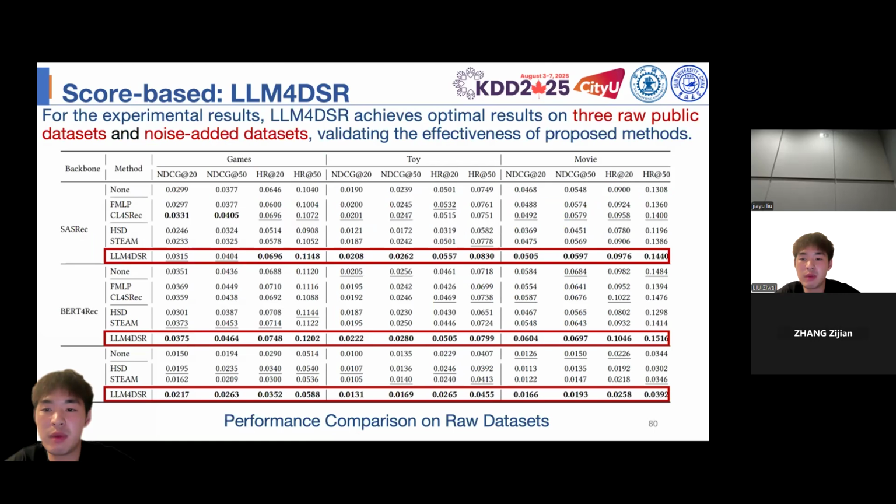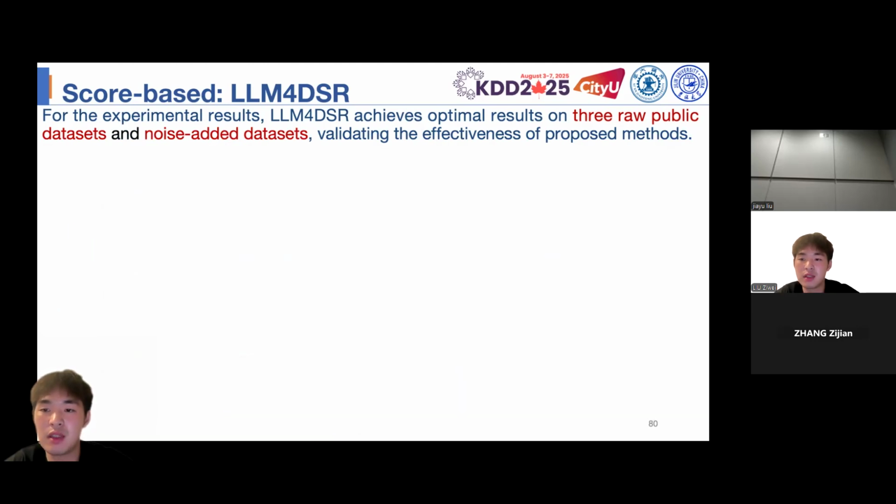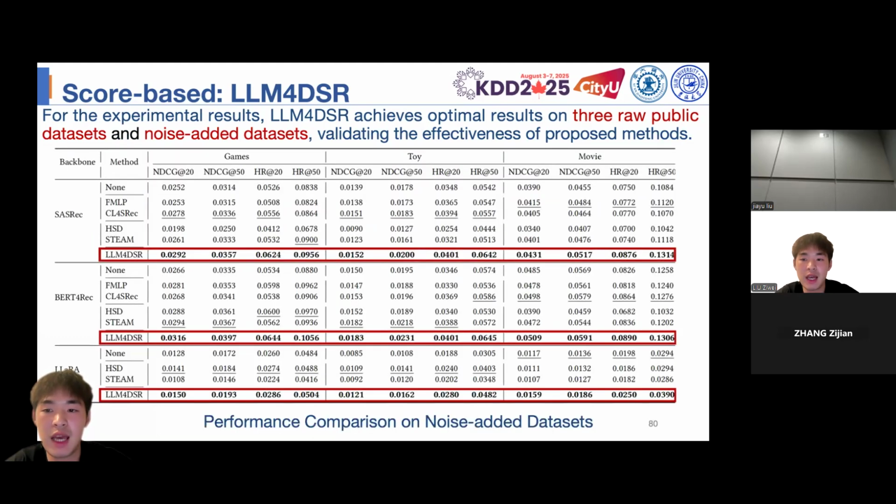And for the experimental results, LM for DSR achieves optimal results on three raw public datasets, validating the effectiveness of the proposed methods in real scenarios. And moreover, to highlight the denoising ability of LM for DSR, they also conduct experiments on the same three public datasets while randomly adding some extra noise. And from the result table, it is notable that LM for DSR maintains its performance, while other methods show a significant decrease.